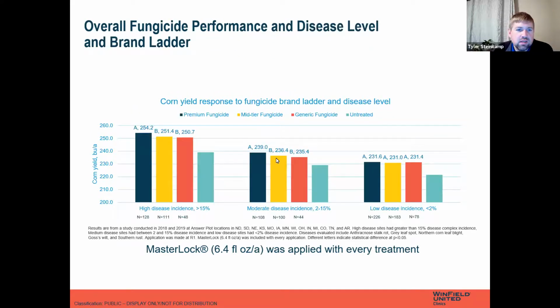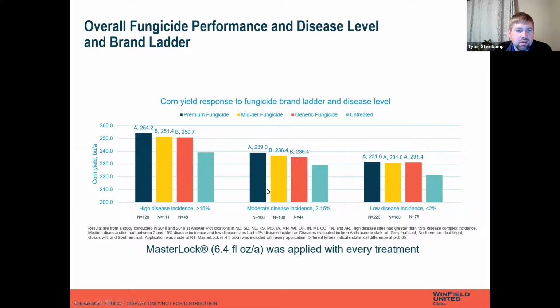Okay. Here's just another look at some of the data broken out by disease level. You'll notice in the higher diseases, this is where those premium fungicides really start to settle themselves out. There was a difference of 3 bushels here between the premium versus mid-tier fungicide. And actually, even between the mid-tier and the generic fungicide, we're still seeing a bushel, roughly a little over a bushel difference there, a little under a bushel, I should say.